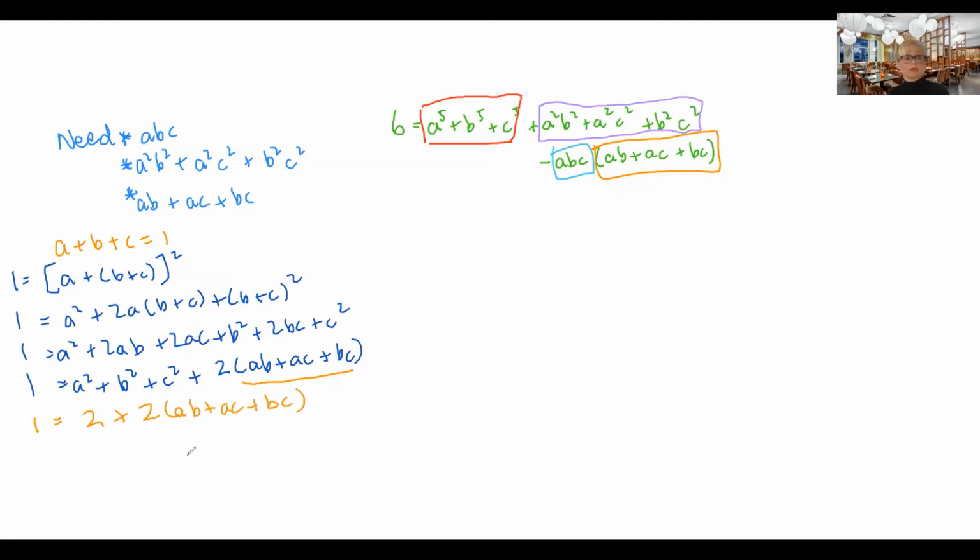This is great because it means that we can now find what that is. Take 2 away from both sides and divide by 2. And we get that AB plus AC plus BC is -1/2. So we've already ticked off 1 out of our 3 things that we're trying to find. Let's call this equation, I don't know what equation we're up to, probably equation 5.